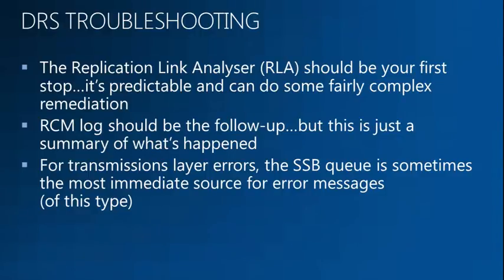What you'll see is that in the SQL Service Broker queue, it will actually tell you DNS hostname not found, which immediately tells you what the problem is. To be fair, RLA did determine that there was some kind of network or firewall configuration preventing communication, but the SSB queue does tell you exactly the Win32 error code that you get. So if you like Win32 error codes, take a look at the SSB queue.